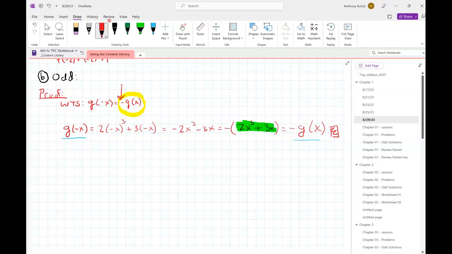Because look at what I'm trying to get to. I need a negative g of x. So no matter what the signs are, I'm factoring a negative out, because if it's supposed to be odd, there's got to be a negative sign there. You know what I mean? Yeah. All right.